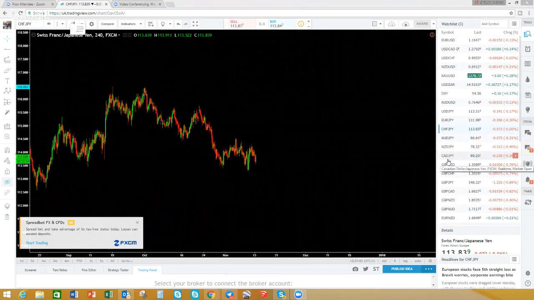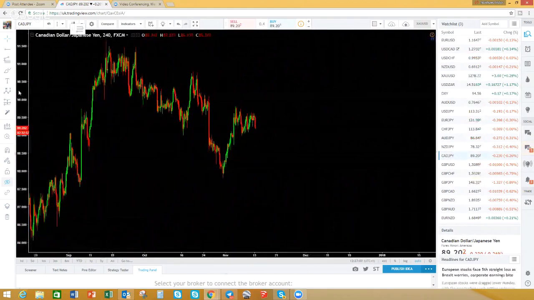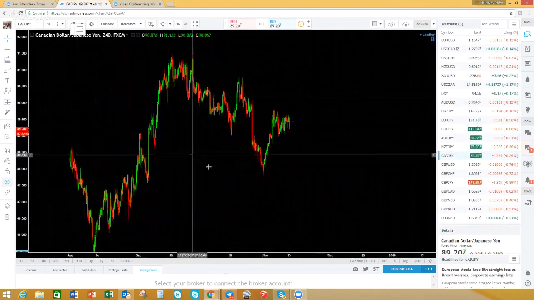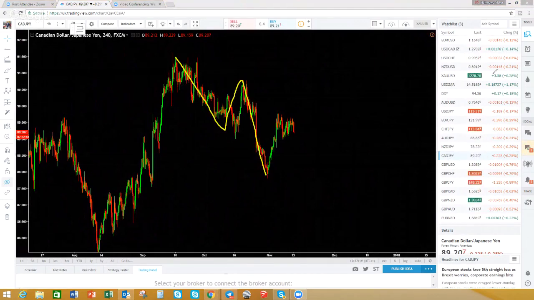Next one, CAD JPY. I'm not going to do the rest here. CAD JPY. We've got this impulsive move to the upside. 1, 2, 3. Now we're getting another impulse, correction, impulse, possibly giving us 1, 2, 3, W, X, Y, 3 waves. It's always 3 waves. You don't force it if it's not there.